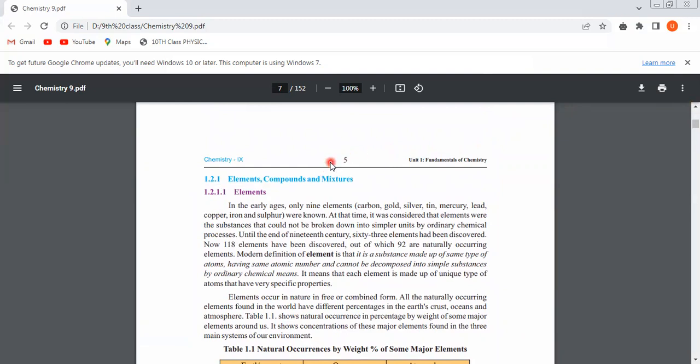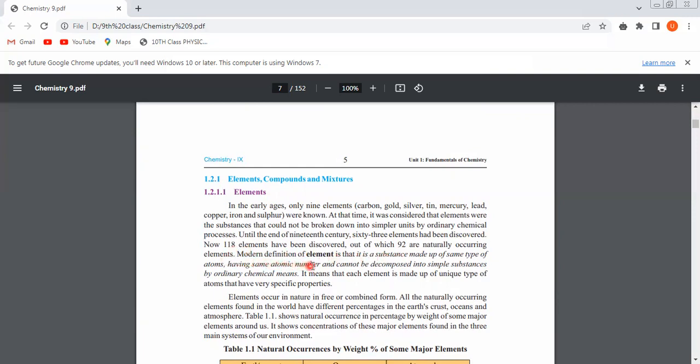In the early ages, only nine elements: carbon, gold, silver, tin, mercury, lead, copper, iron, and sulfur were known. At that time, it was considered that elements were substances that could not be broken down into simpler units by ordinary chemical processes. Until the end of the 19th century, 63 elements had been discovered. Now 118 elements have been discovered, out of which 92 are naturally occurring elements.